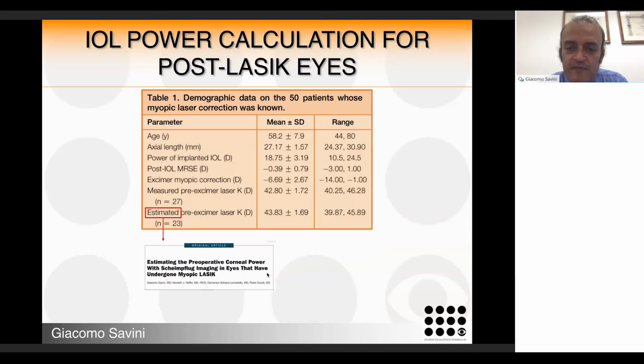This was our sample of 50 patients, where you see the average data. Of course, the axial length was slightly higher. These were myopic eyes, 27 millimeters. In 27 cases, we had the pre-excimer laser keratometry because the patient had a clinical chart. In 23 cases, we estimated the pre-excimer laser keratometry using the method that I described some years ago in JRS. Knowing the preoperative K is important for formulas using double K.